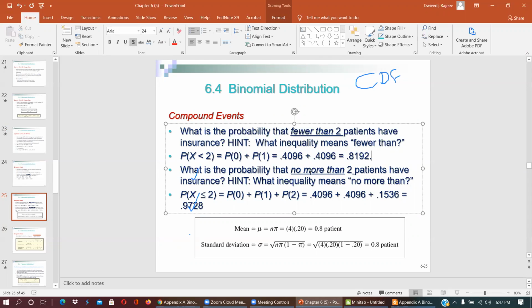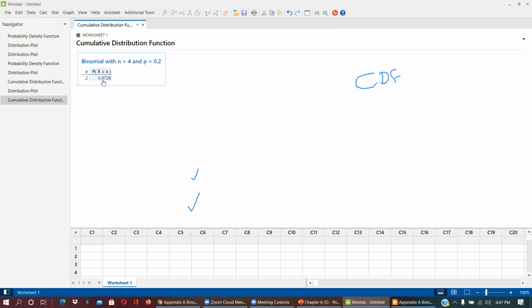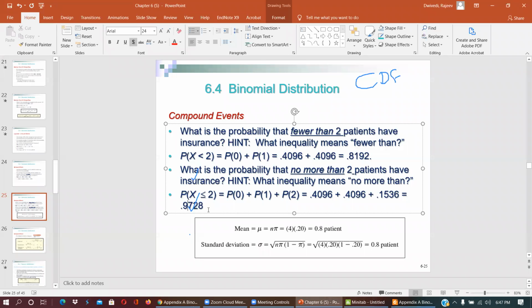What is the probability of no more than 2 patients? This is asking up to 2 patients, which includes probability of 0, probability of 1, probability of 2. In this case we are going to have this, which is 97, and we can do it using this case. So input constant is 2, and the exact result is 97.28%. So right here we are getting the exact value, 97.28.